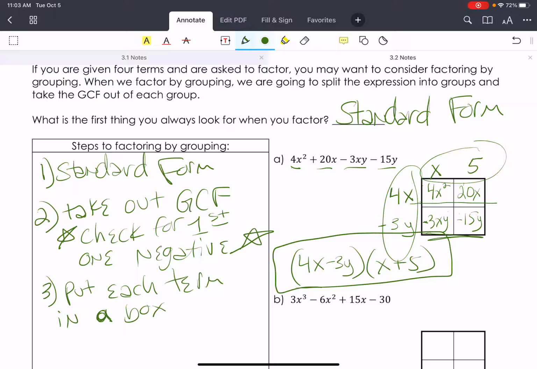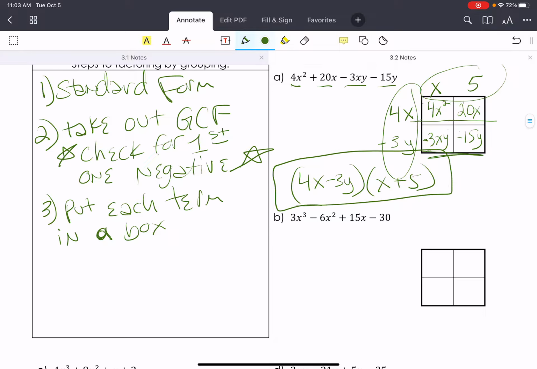Okay. Let's look at B, okay? Step 1, is it in standard form? Step 2, is there a GCF to take out? Yeah, there is. What is it? 3x? It's got to be in all of them. And there's no x's in the negative 30, so it's just the 3.